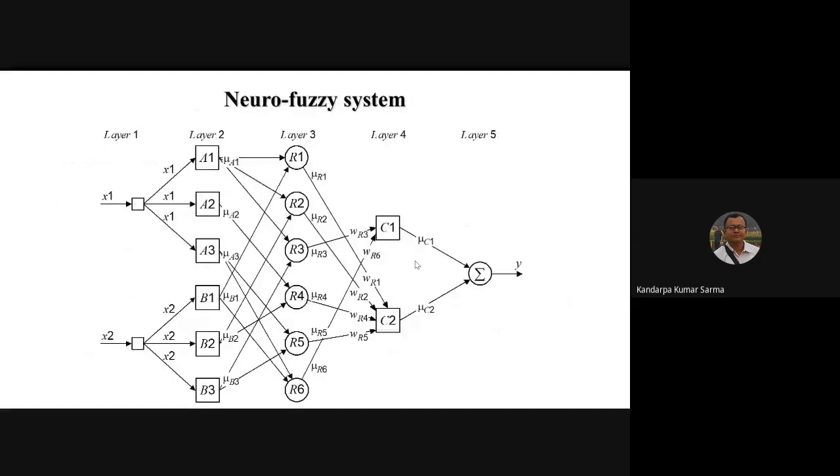So here is a neuro-fuzzy system. Layer one will be a feeding layer. They will be doing fuzzification. Layer two. Layer three will be the rule-based layer. Layer four will be the defuzzification layer. And finally, layer five will be the summation layer where a decision shall be made.